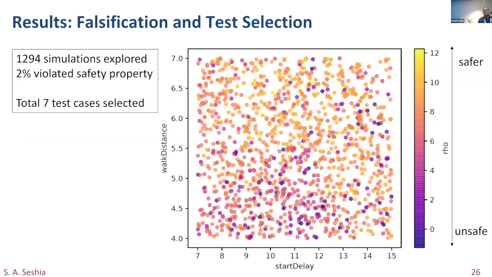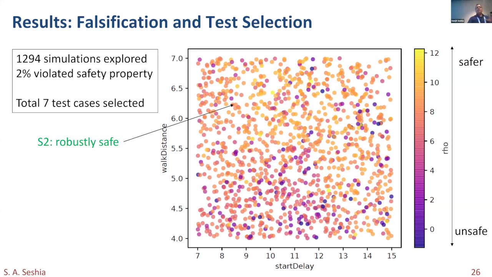Once again, as in the case of the Boeing case study, our falsifier generated lots of simulations. 2% of those violate the safety property, which is that the car got too close to the pedestrian dummy. It didn't necessarily hit it, but it was close enough that it was unsafe. This is a visualization of all of those simulations, where a warm color means that it's safer, and a cold color like purple or blue means it's unsafe.